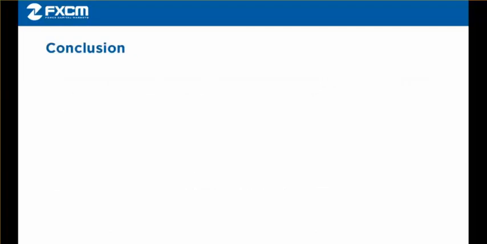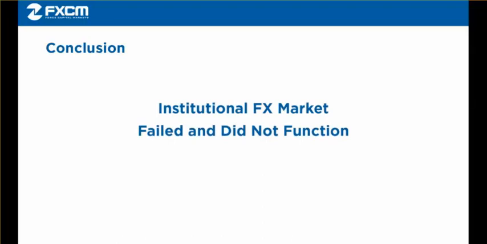In conclusion, the institutional FX market failed and did not function. As you can see from earlier slides, the effective executable volume was extremely low. As our NDD model requires the institutional market to function efficiently, during the SNB event of January 15, 2015, it did not function. This resulted in a historic and extraordinary FX market event.